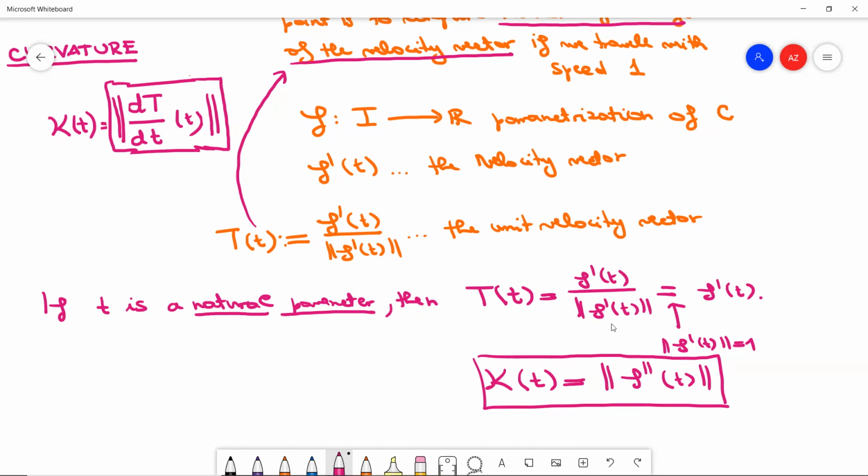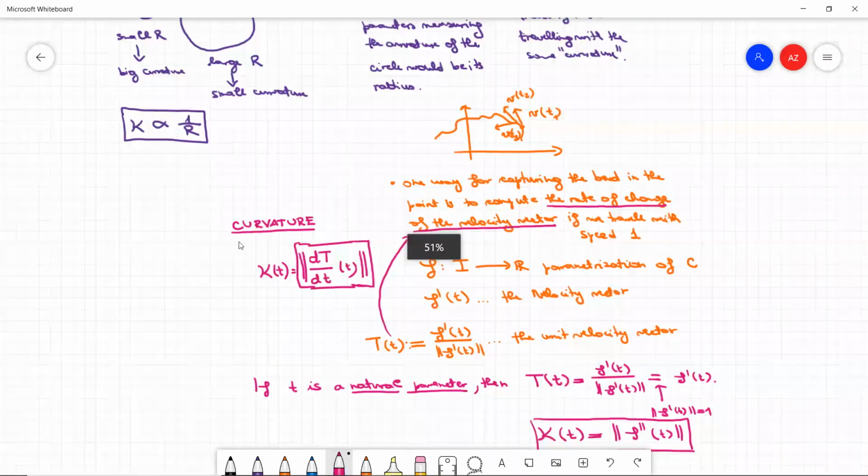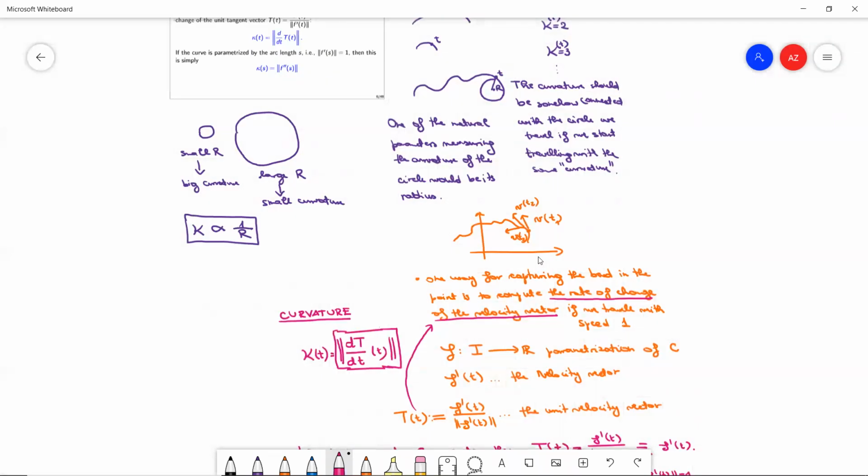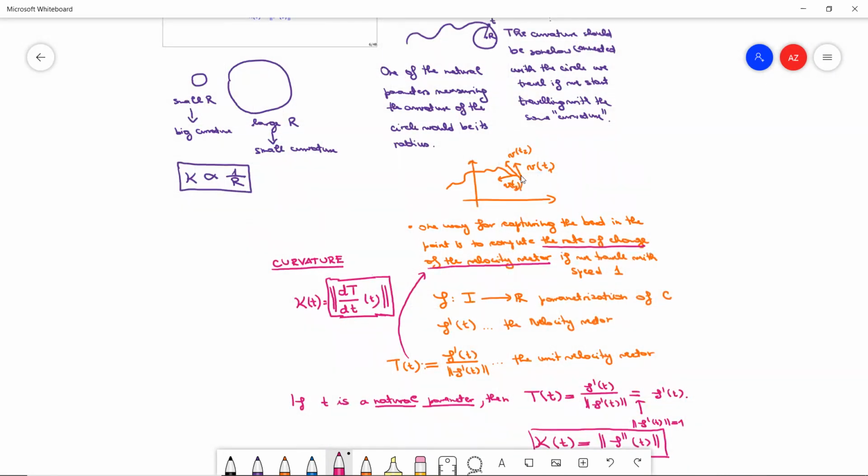Okay, so here we first defined curvature intuitively with respect to circles, with respect to the radius of the circle which we would make if we locked the curvature at some point. So if we do the same bend from some point on. Here we defined the curvature formally by measuring the rate of change of the unit velocity vector when we travel along the curve.